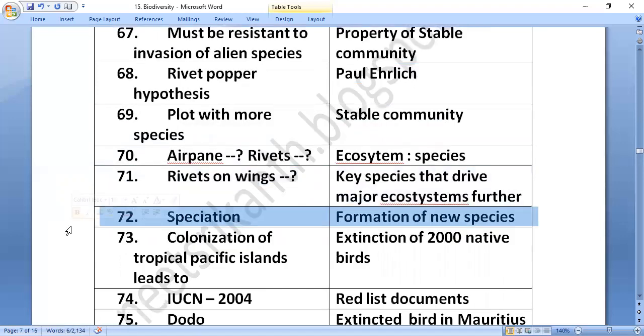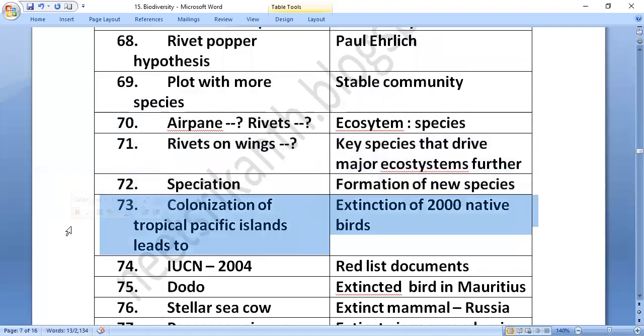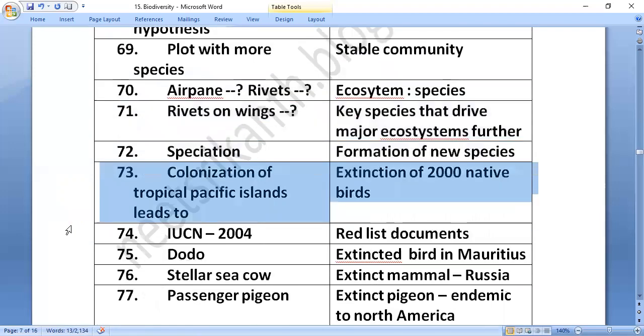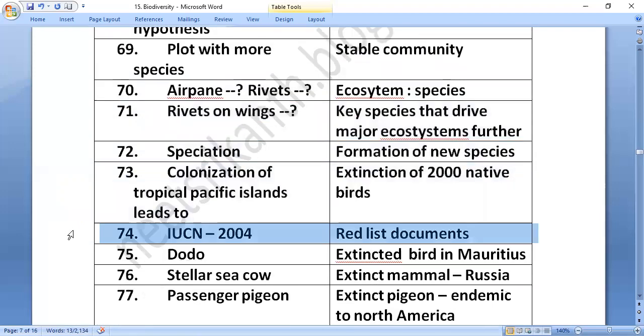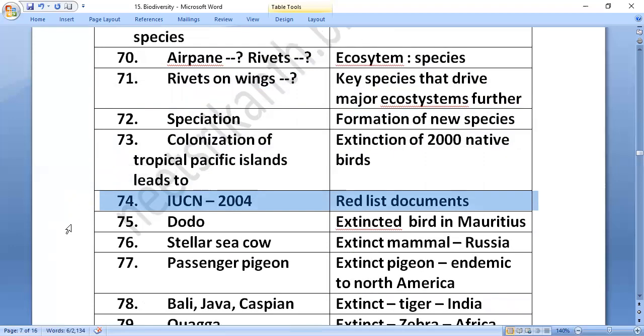Speciation is the formation of new species. Colonization of tropical Pacific islands leads to the extinction of 2000 native birds. This is documented in the IUCN 2004 Red List document.